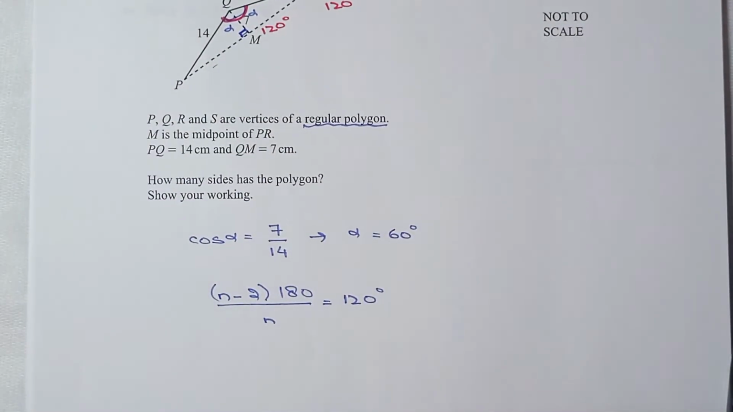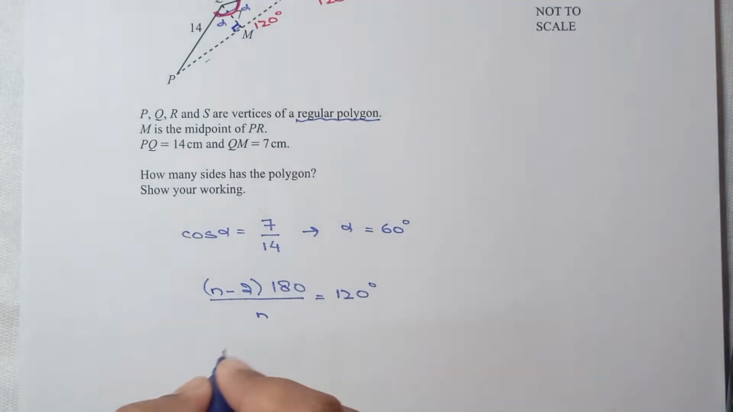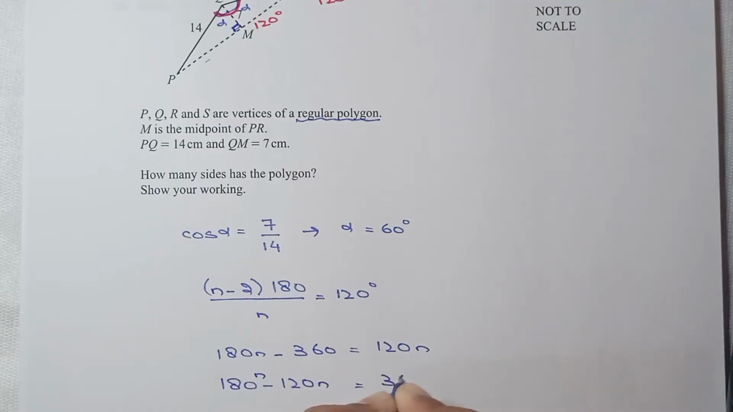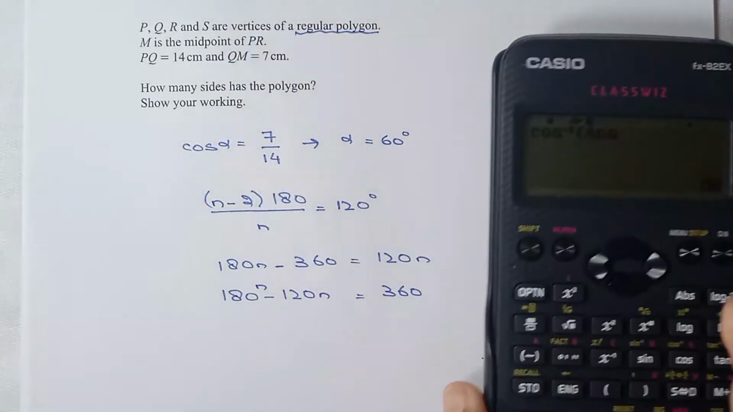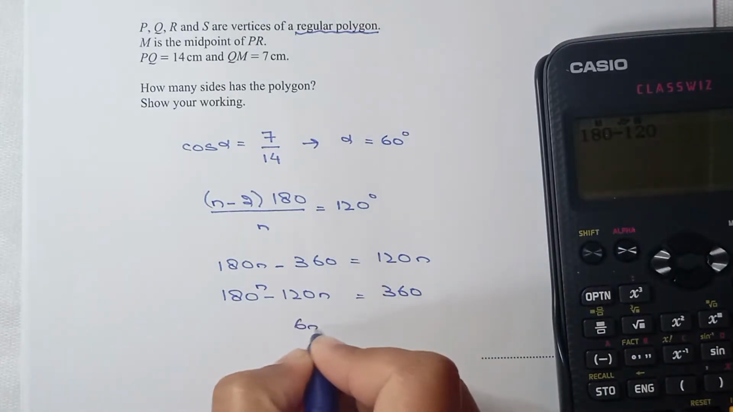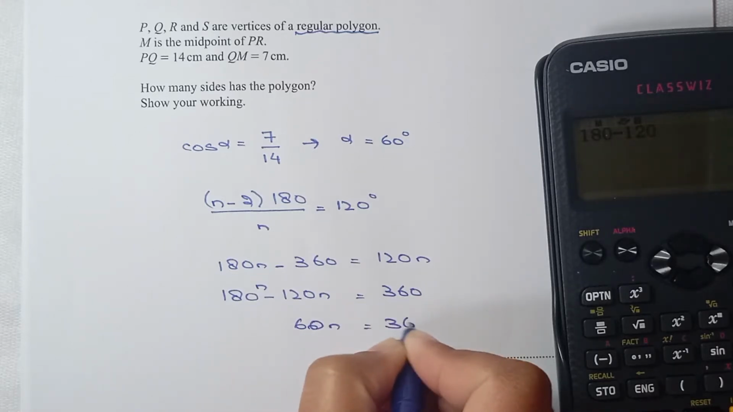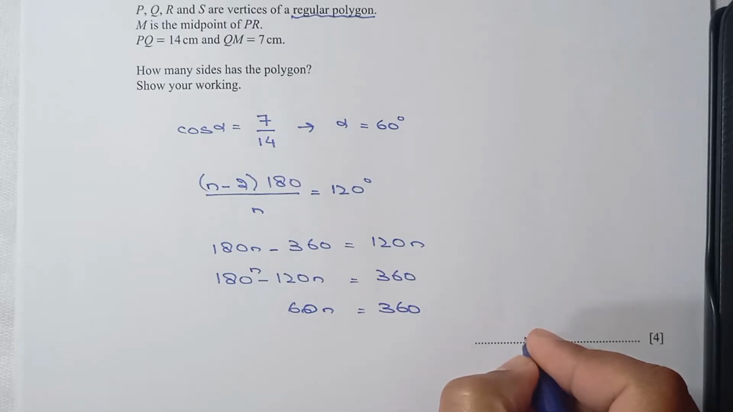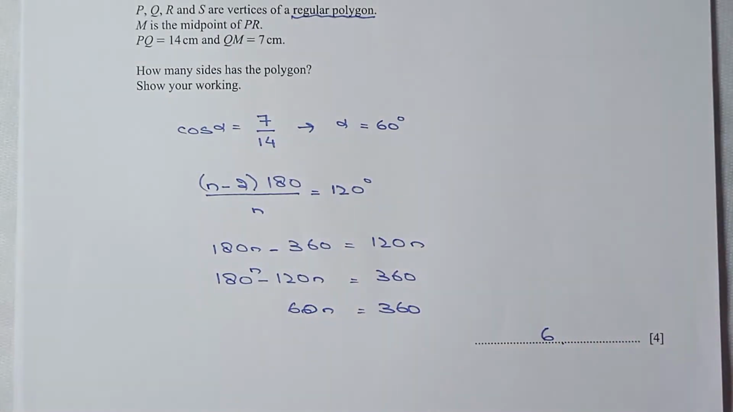Right, now let me find n, the number of sides, by doing a cross multiplication. 180 times n minus 2 times 180 is 360. This would be equal to 120n. Now 180n subtract 120n, and this would be equal to 360. For further simplification, 180 subtract 120, this would be 60n, and 60n would be 360. So to get the value for n, the number of sides, we need to do 360 divided by 60, this would be 6. So the number of sides is 6 for this polygon.